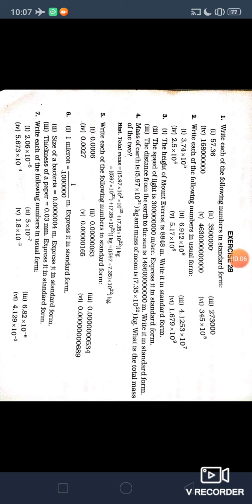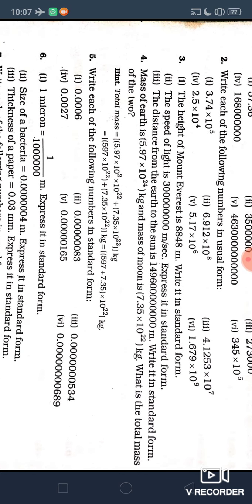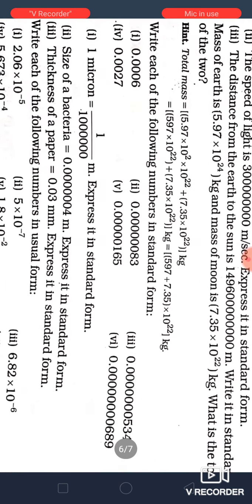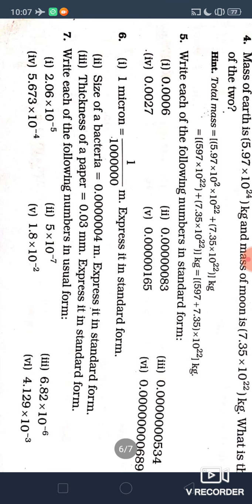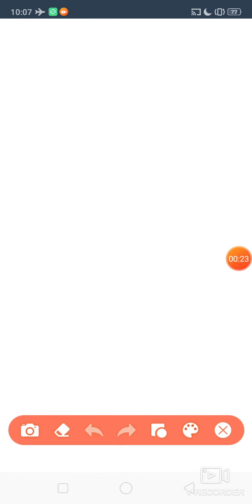We are going to continue chapter 2, and till question number 6 we have already discussed. Now we'll see how to solve question number 7. Okay, question number 7 we are going to discuss today. Now, before coming to that, I would like to review some basic concepts.